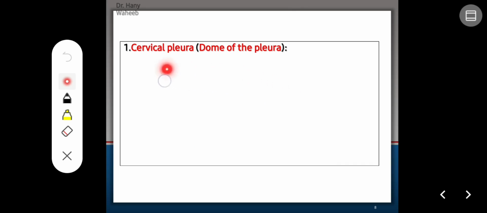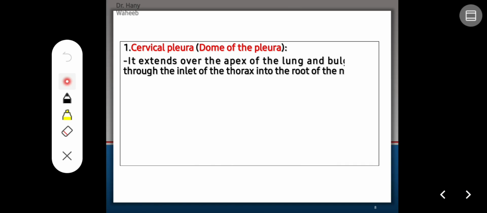Number 1, cervical pleura or dome of the pleura. This is the summit of the pleura, highest point of the pleura. It extends over the apex of the lung and bulges up through the inlet of the thorax into the root of the neck. So it is a part of the pleura which extends into the root of the neck and covers the apex of the lung.